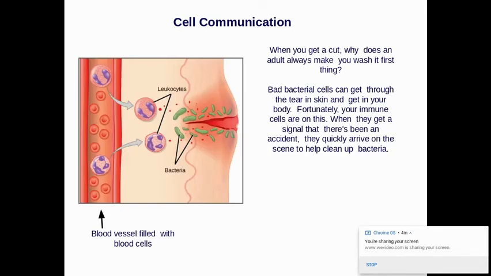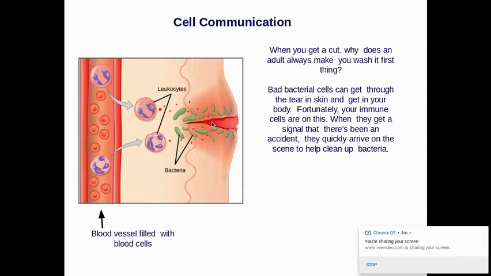When you get cut, why does an adult always make you wash that cut first? Okay, so here's the cut, and this is just a drawing. It's not a real cut. This is imagining the bacteria. Remember, on our body, we have all these bacteria cells on the outside of our body, good and bad. If you get a cut, either whatever is doing the cut could be putting bad bacteria inside your body, or as you cut yourself, the bad bacteria can enter your body through the cut because it's on the surface of your body. So if you're getting an injury, the bad bacteria cells can get into the tear of your skin.